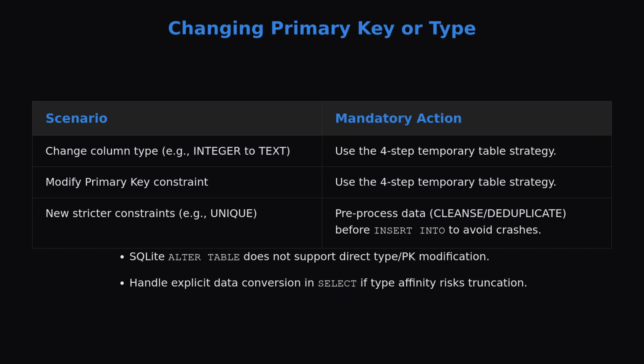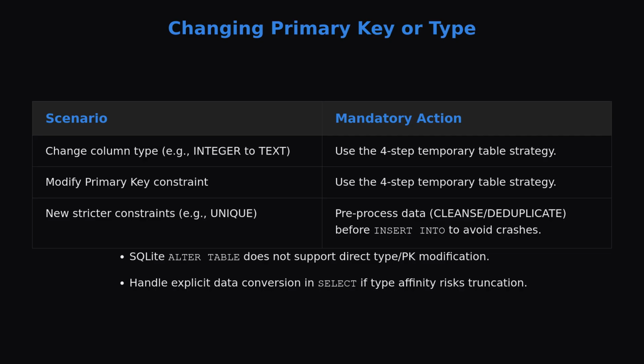Modifying a primary key constraint or changing the data type of an existing column, such as converting an integer to text, mandates the exact same temporary table strategy used for renaming columns. SQLite's ALTER TABLE command does not support direct modification of column types or primary key definitions after creation. When inserting data into the new table, SQLite type affinity rules apply.